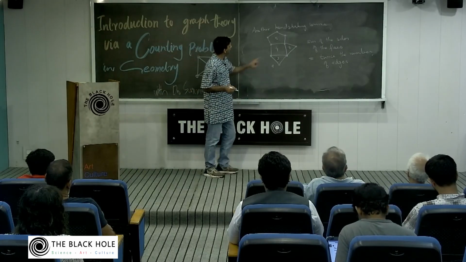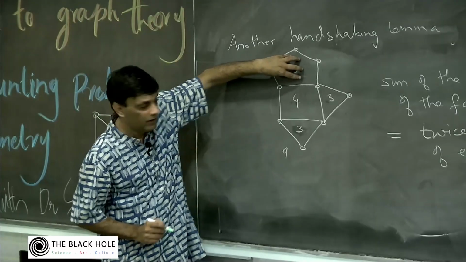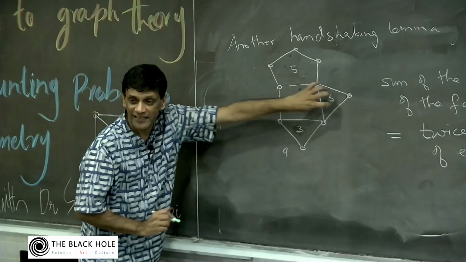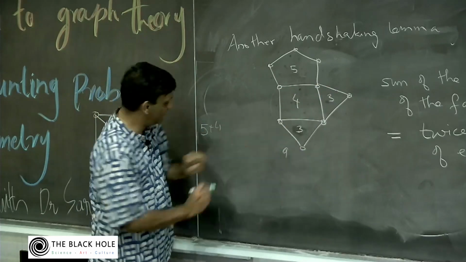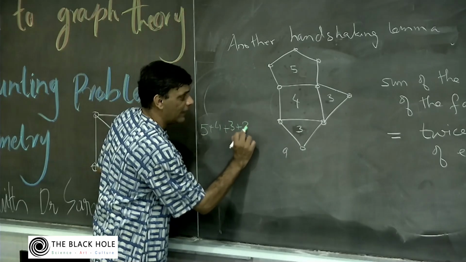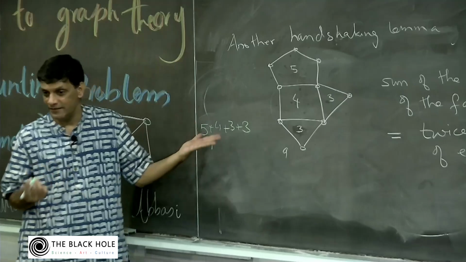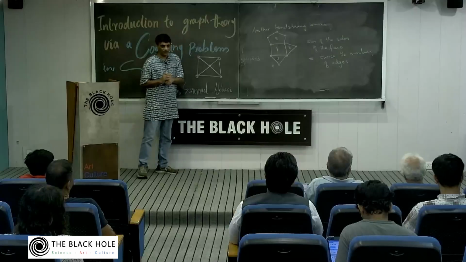What does this mean, the sum of the sides of the faces? This is a face with 5 sides, so I take 5 plus 4. This has 3 sides, this has 3 sides, and the last one has 9 sides. And the thing is, I'll get twice the number of edges.